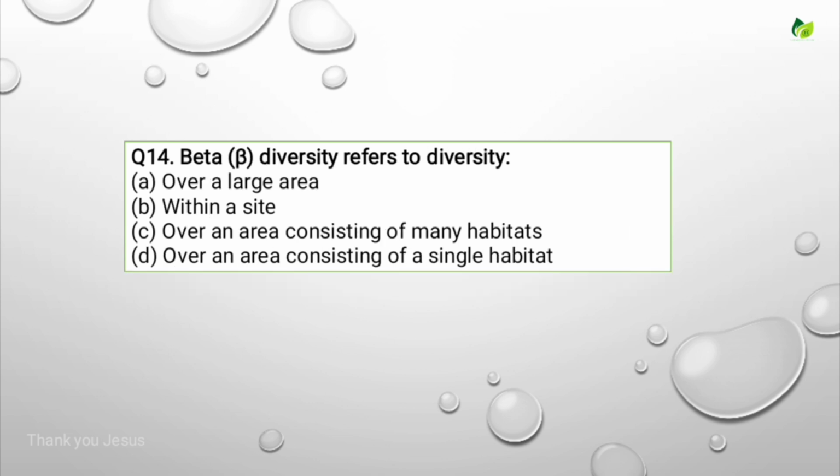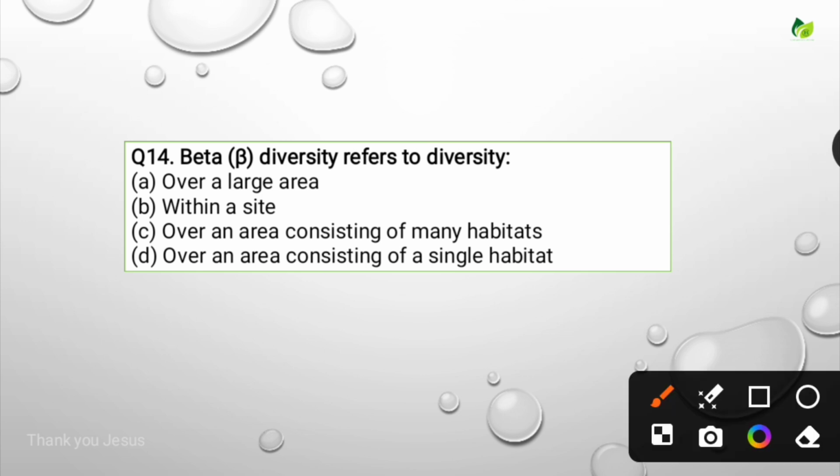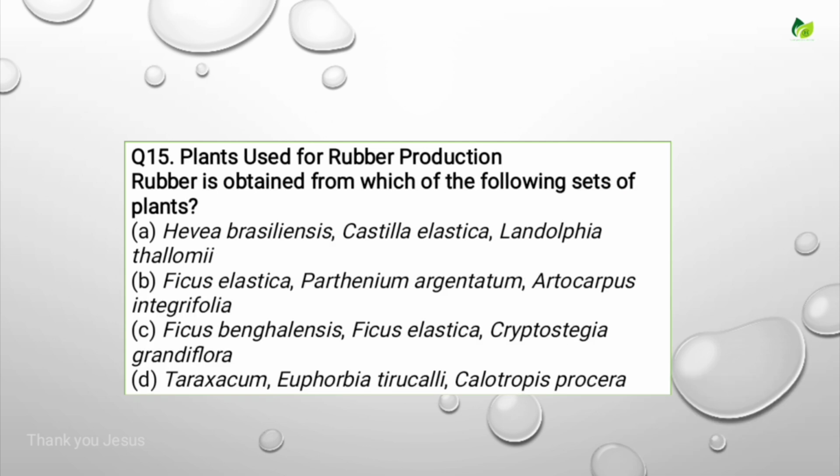Beta diversity refers to the diversity? Options are over a large area, within a site, over an area consisting of many habitats, over an area consisting of a single habitat. The correct answer is over an area consisting of many habitats. That is called beta diversity, which measures the change in species composition between different habitats or ecosystems. Let's see the next question.